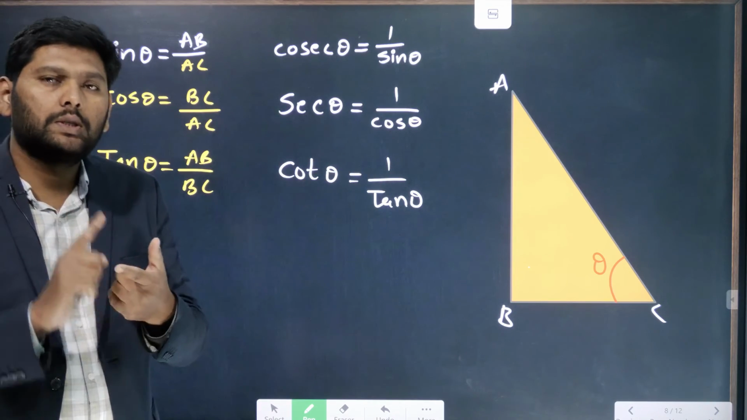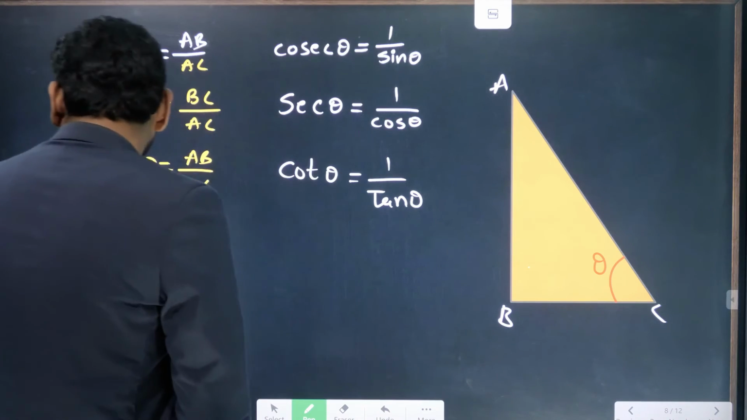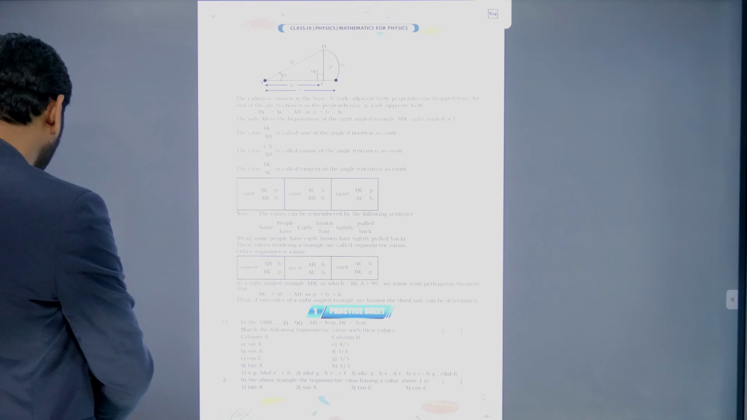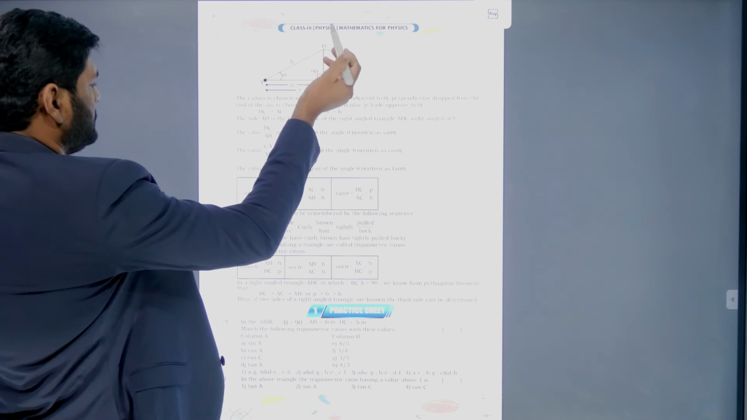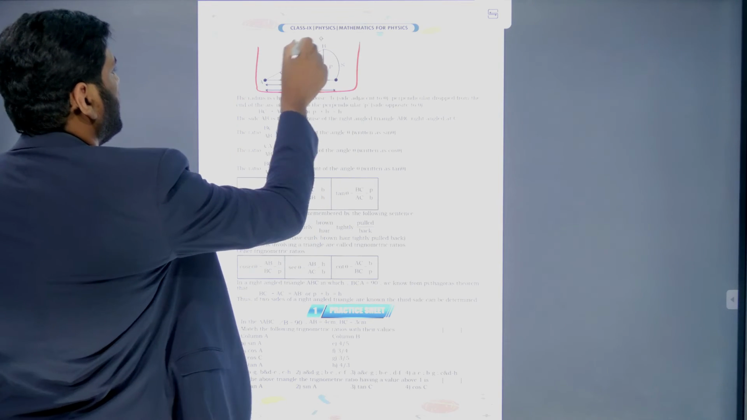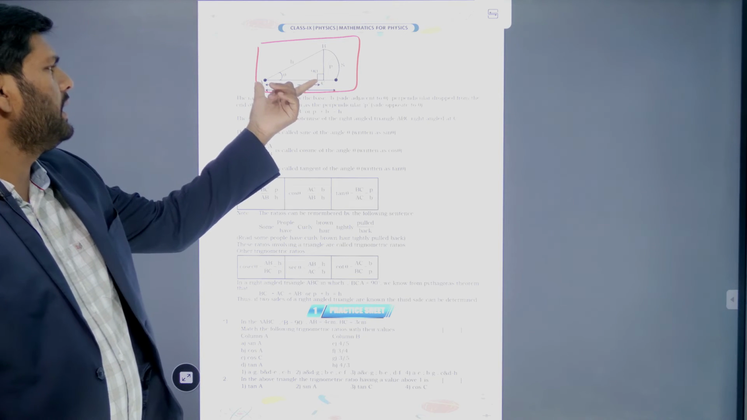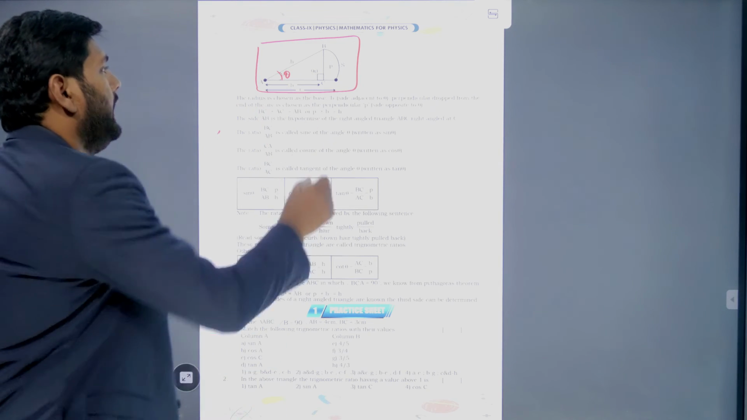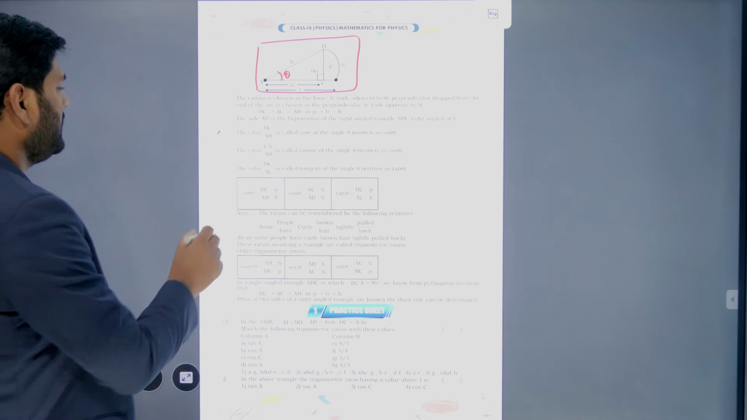So now let's do some questions based on these functions. I'll show the concepts for you here. Now here we discussed the trigonometric functions. Here, see, this is your right angle triangle. In this right angle triangle, this is AC. They given AC as adjacent for angle theta, and this is BC. They took it as the opposite side. Now look at the ratios here.